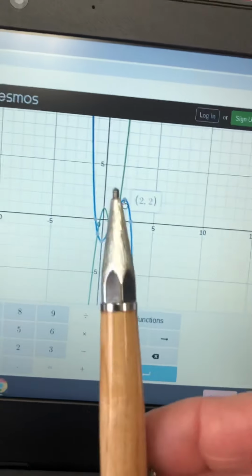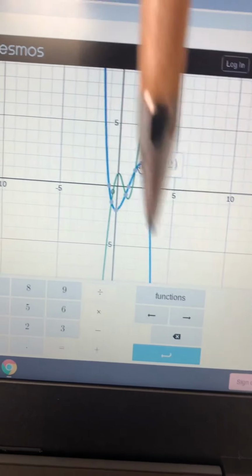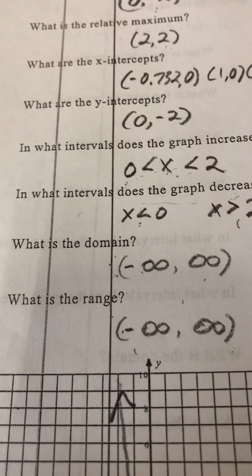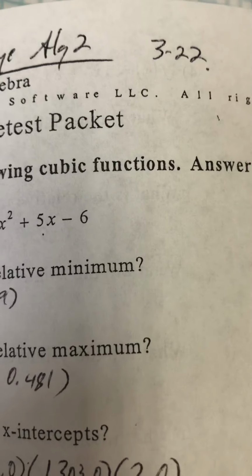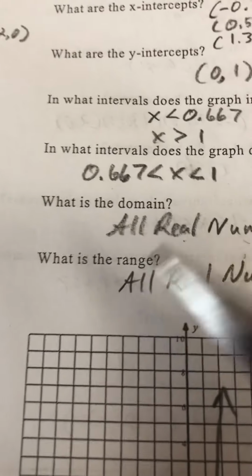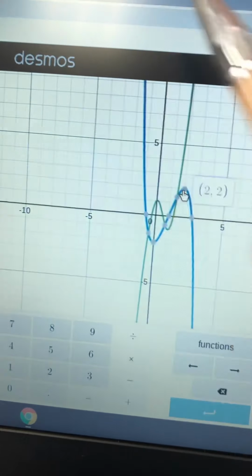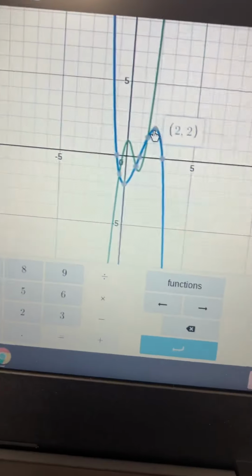So the y values, the range, it keeps going up forever and it keeps going down forever. So that's what that means, all real numbers it covers. So when you have these cubic functions, called cubic functions because of the 3, they're always going to be all real numbers for the domain and range, because they're going to come from all the way up and go all the way down, and go all the way that way and all the way that way on the x-axis too.